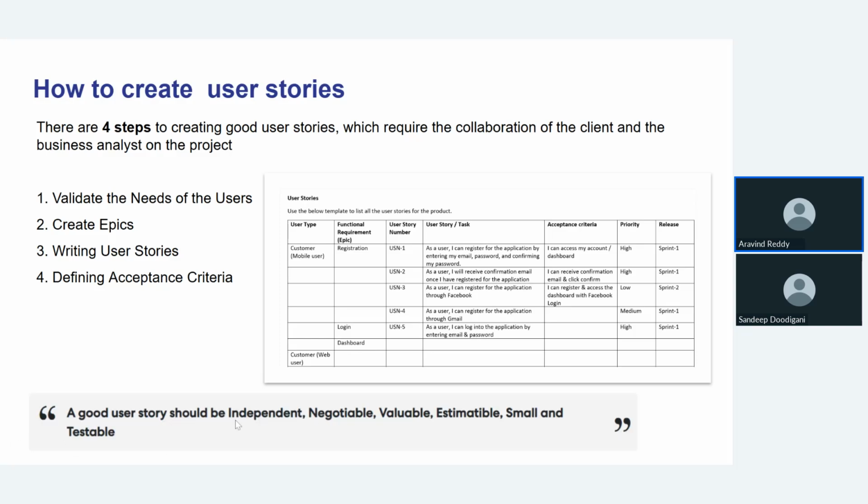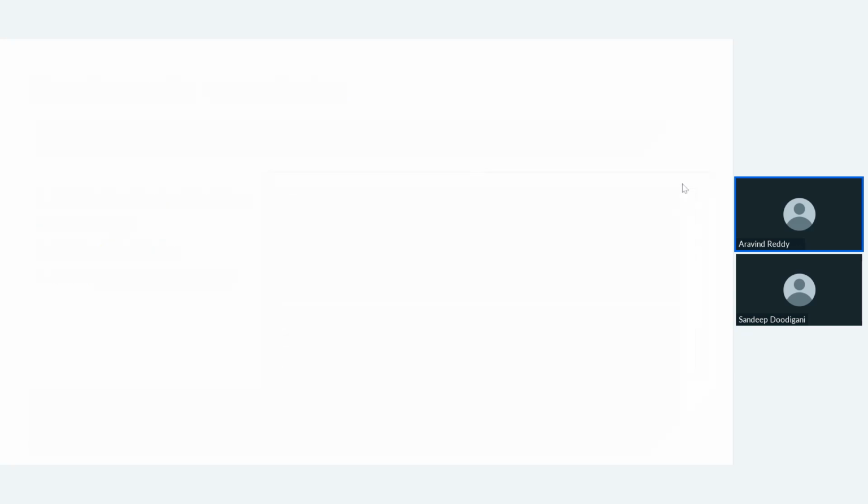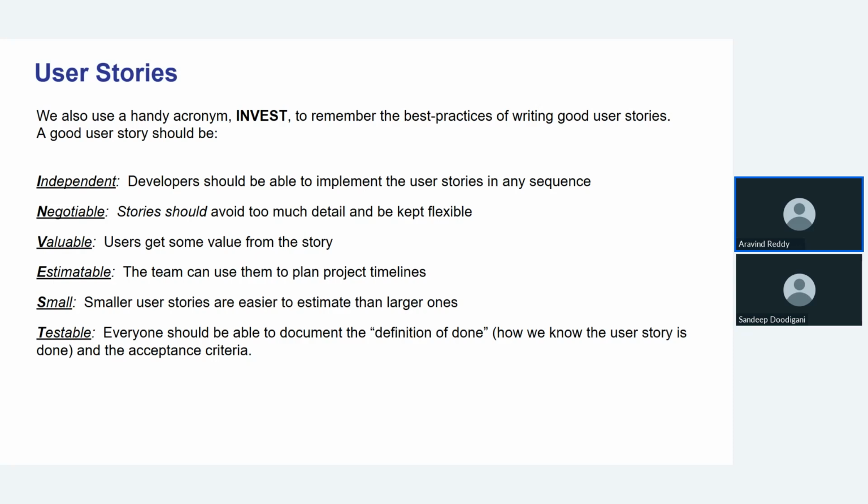A good user story should be negotiable, valuable, estimable, small and testable. So you need to follow these things to get the best story. Because if you get the user story, you will fill this sheet, and if you fill the sheet, you will finish the application very well. So what are the things a user story is going to cover?